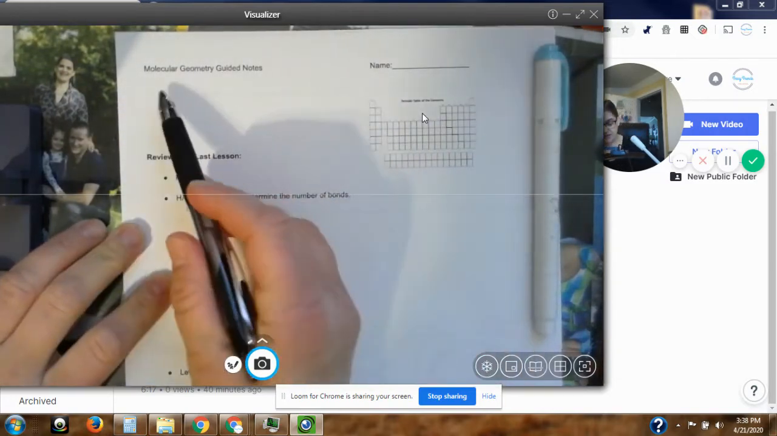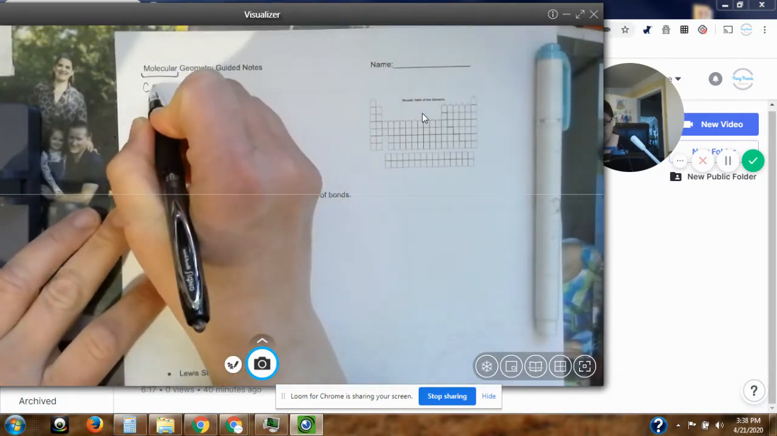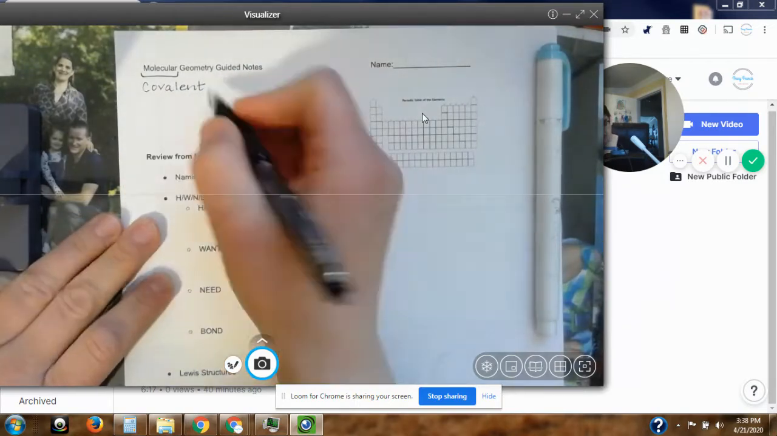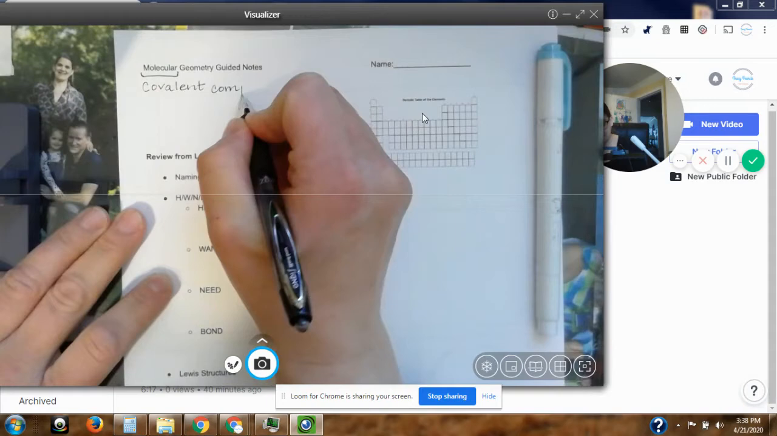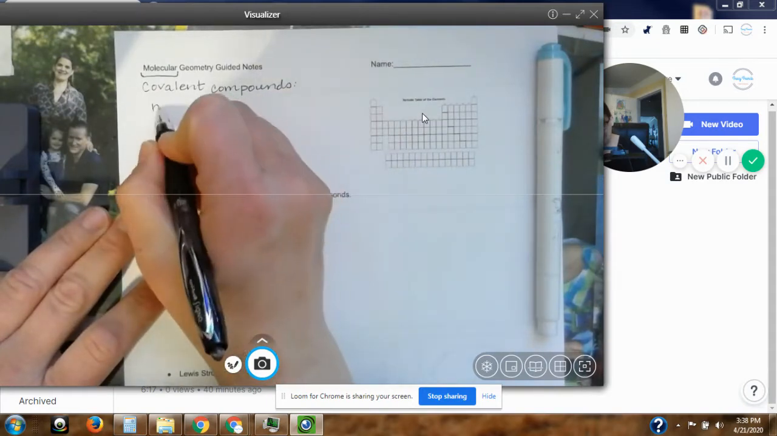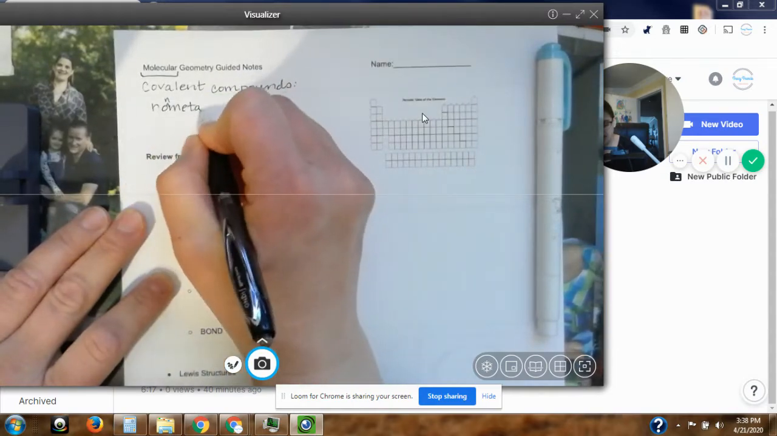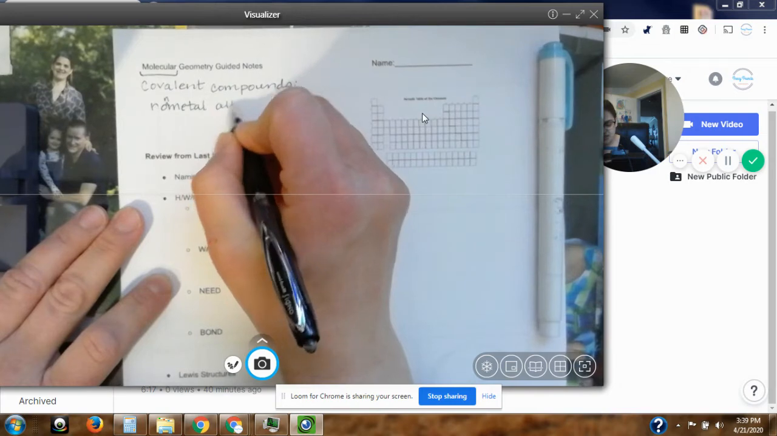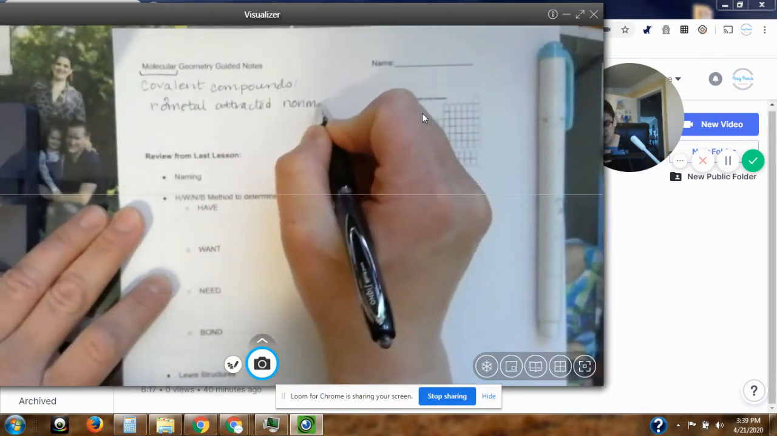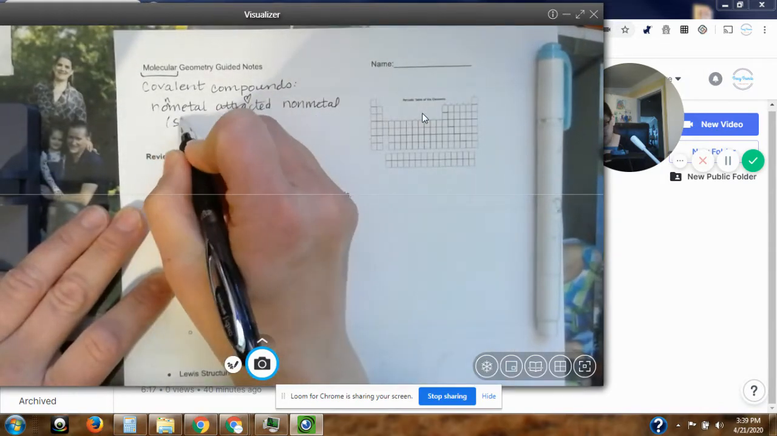So we've got our molecular geometry guided notes. I want to remind you that the word molecular means covalent. And specifically, we're talking about covalent compounds. And these are specifically when we have a nonmetal that is attracted to another nonmetal. I like to put a little heart there. And they do this by sharing electrons.